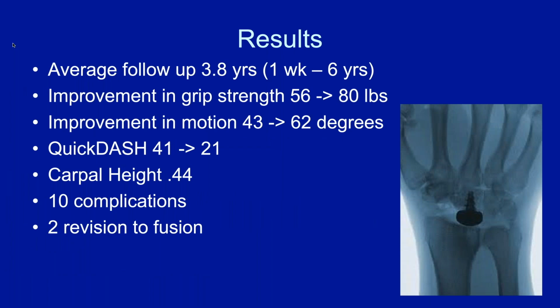The average follow-up was 3.8 years to date. Grip strength improved from 56 to 80 pounds. Motion improved. QuickDASH was improved. And carpal height was somewhere between a regular proximal row carpectomy and your normal carpal height. There were 10 complications out of the 125, which I'll review, and 2 were revised to total wrist fusions. Next slide.